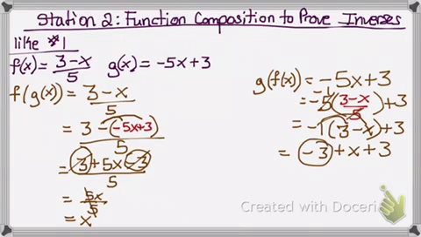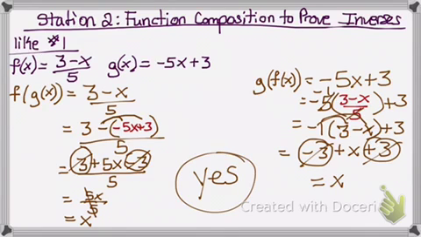Combine like terms, so the negative 3 and the 3 cancel out to give you 0, and it leaves me with x. Since I got x in both cases, the answer is yes, they are inverses of each other. That's it.